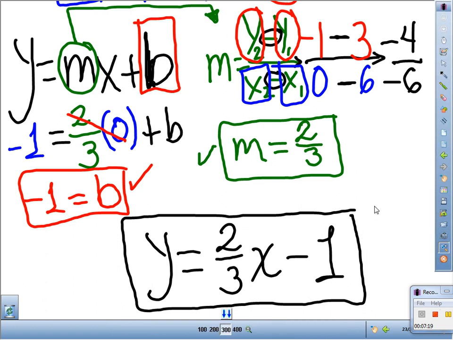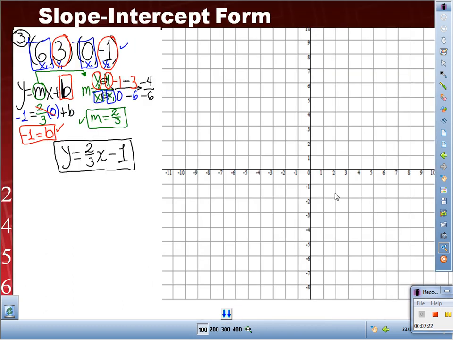All right, let's graph this. Let me zoom out. Look at how pretty that is. I can sell this on eBay. Yes, I can. Here we go.